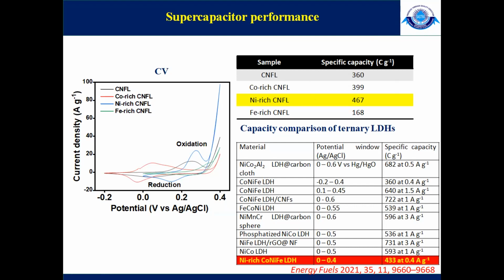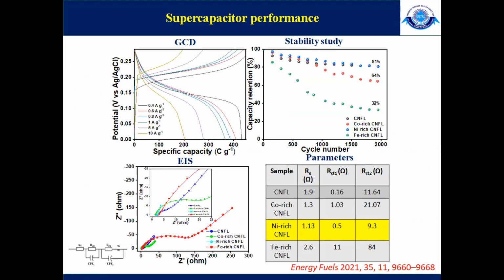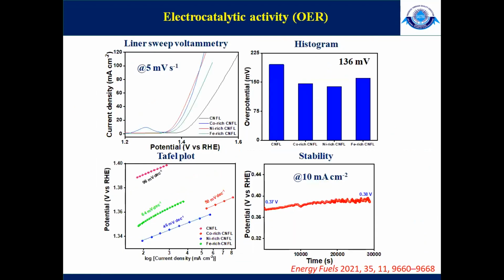467 coulomb per gram. We also tested this electrode for electrocatalytic application, and those results are presented here. We got a minimum overpotential of 136 millivolt for the nickel rich CNFL sample, and the Tafel plot showed 46 millivolt per decade. This is also a good achievement for this type of material.